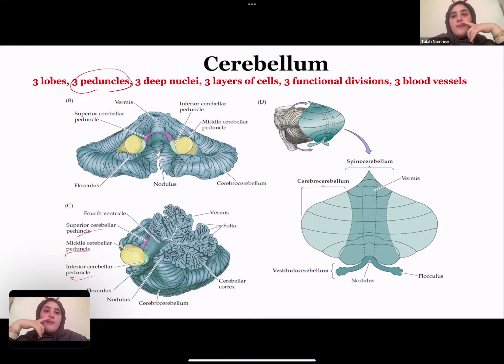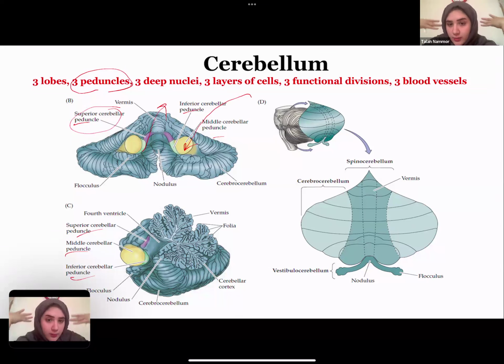We have them here: superior, middle, and inferior. The middle and the inferior are the input to the cerebellum, and they usually come from the head and the spine. The superior cerebellar peduncle is the way out of the cerebellum and into the brain, I think.